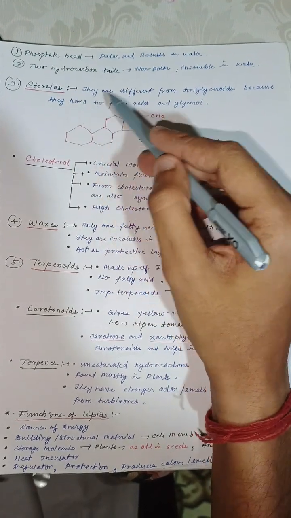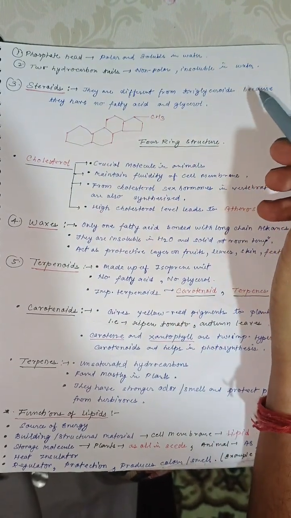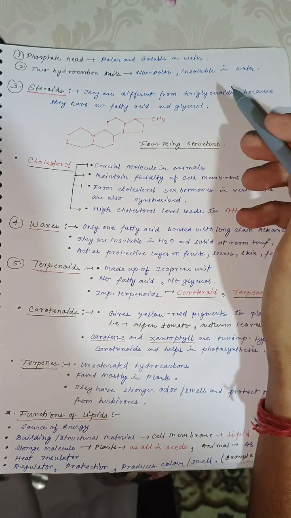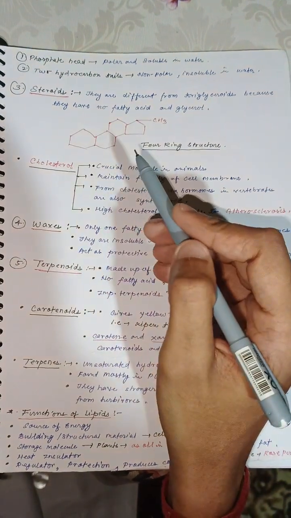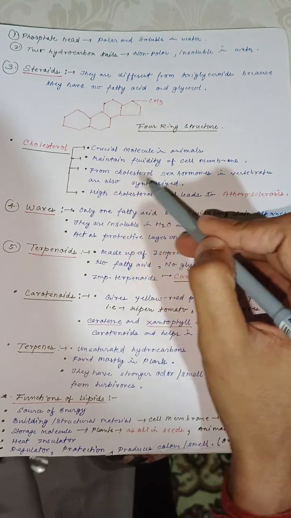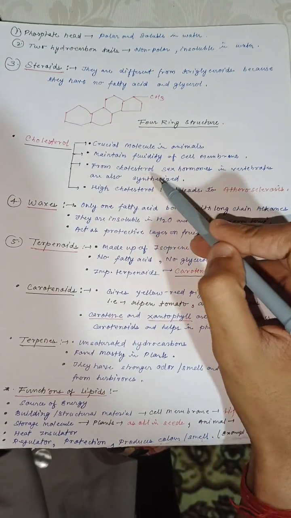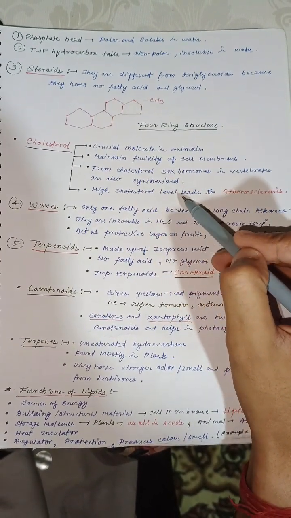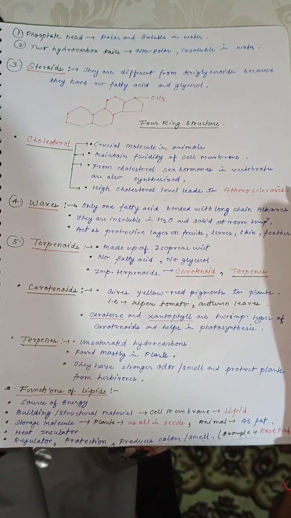Third one is steroids. They are different from triglycerides because they have no fatty acid and glycerol. And cholesterol is a crucial molecule in animals, maintaining the fluidity of the cell membrane. From cholesterol, sex hormones in vertebrates are also synthesized. High cholesterol level leads to atherosclerosis.